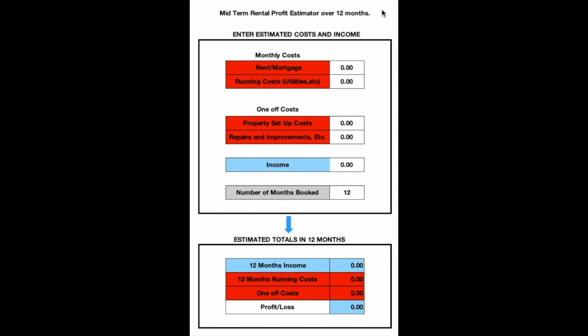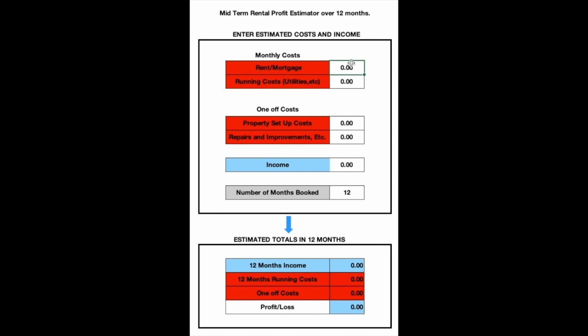So to help me with this, I've written a simple profit estimating tool, and it uses four basic sets of numbers. The first being the monthly costs, second being any one-off costs that I have, and then it's going to look at what income I think I can get and what occupancy rate I believe I can get during the year. So this is looking at the first 12 months. From start to finish in those 12 months, where am I going to be at the end of that 12-month period? Am I going to be showing a profit or a loss?